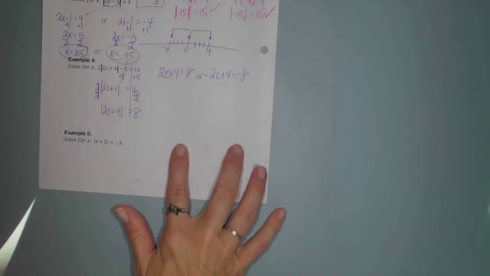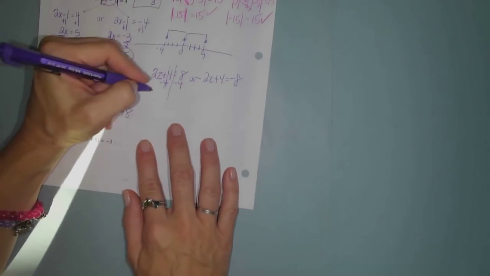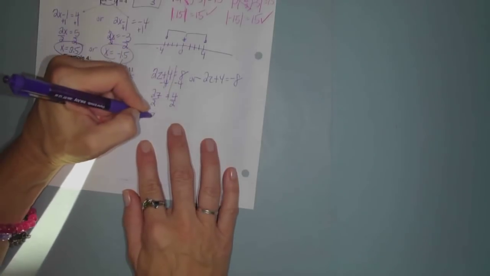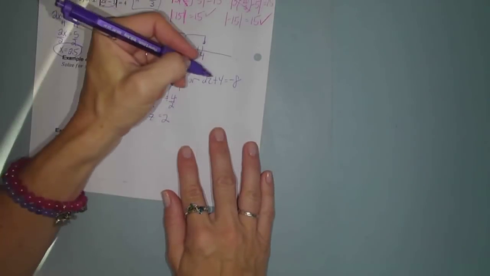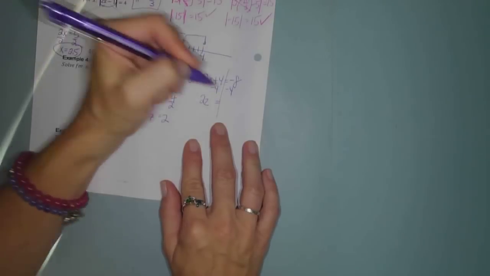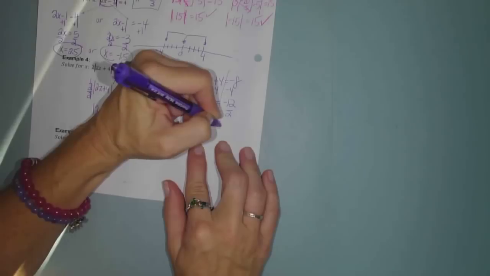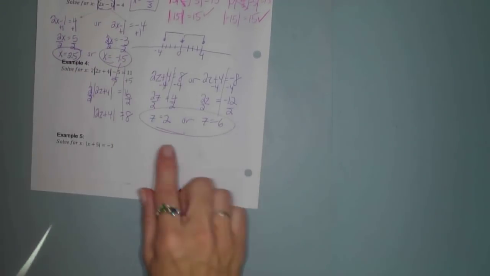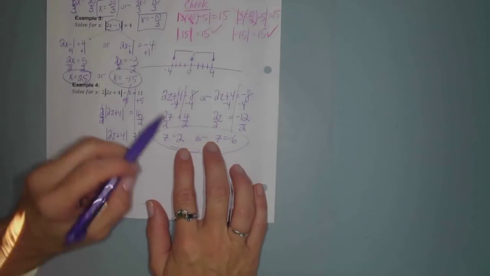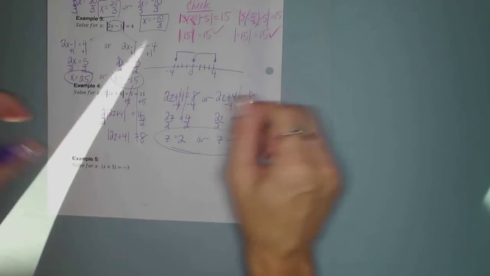Now we just solve these equations. For this side, we're going to subtract 4. So 2z equals 4. Divide by 2. z equals 2. Over here, subtract 4. 2z equals negative 12. And divide, and we get z equals negative 6. So those are our answers. z equals 2 or z equals negative 6. And again, I won't take the time on the video to check, but if you substitute those back up here for z, you're going to have true statements.